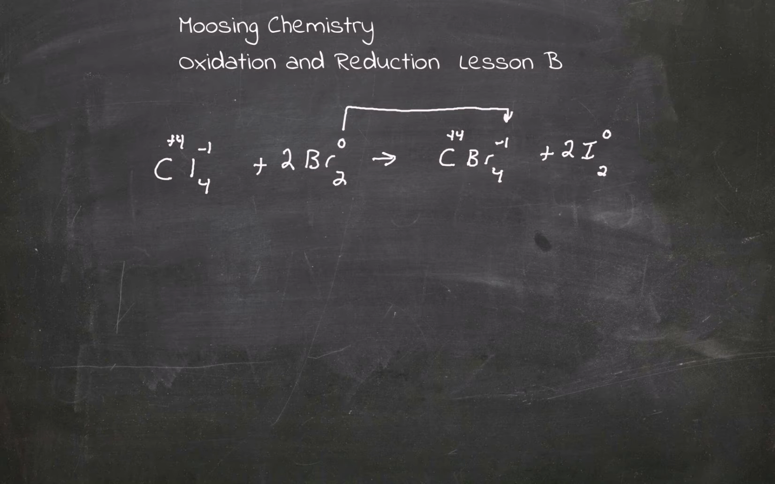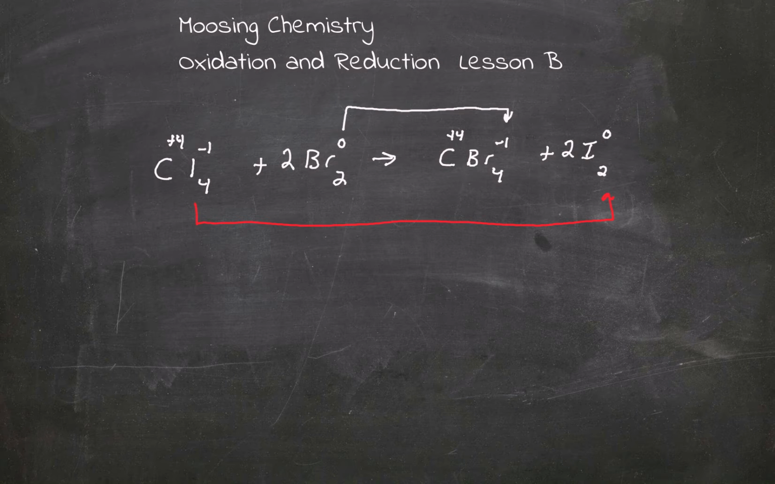Let's look at the other one. All right, so carbon's not changing. Carbon's a +4 on both sides. So you only change the ones that change. So here you got a -1 charge, and you're going to a 0 charge. So you must be losing electrons in this case.